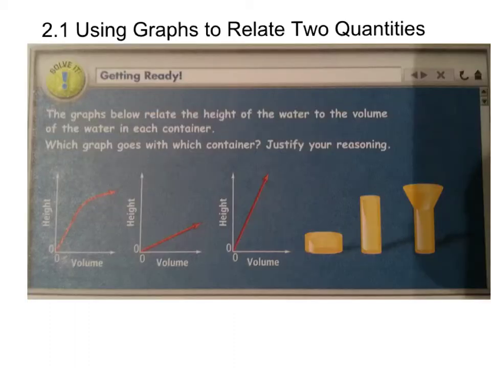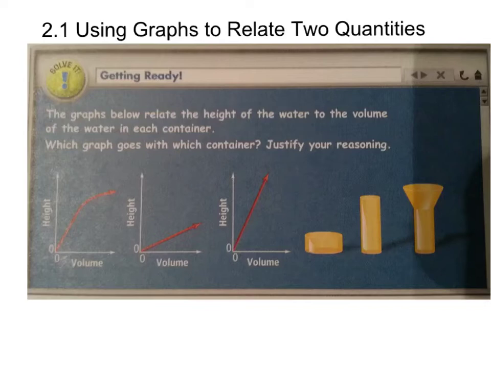So section 2.1, using graphs to relate quantities. We first have to take into consideration what a graph means, and that's the most important thing. Can you look at a graph and interpret what it's talking about? So in the Solve It problem, which is going to be on page 97, we're going to look at this graph. This graph is the Solve It. The graphs below relate the height of the water to the volume of the water in each container. Which graph goes with which container?